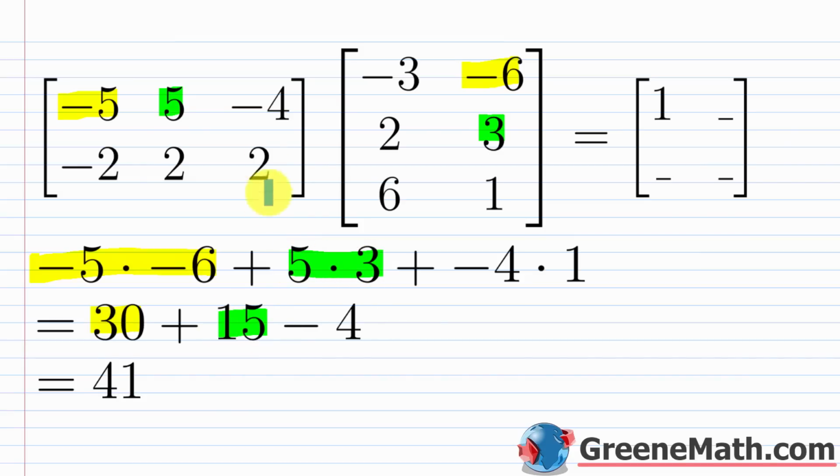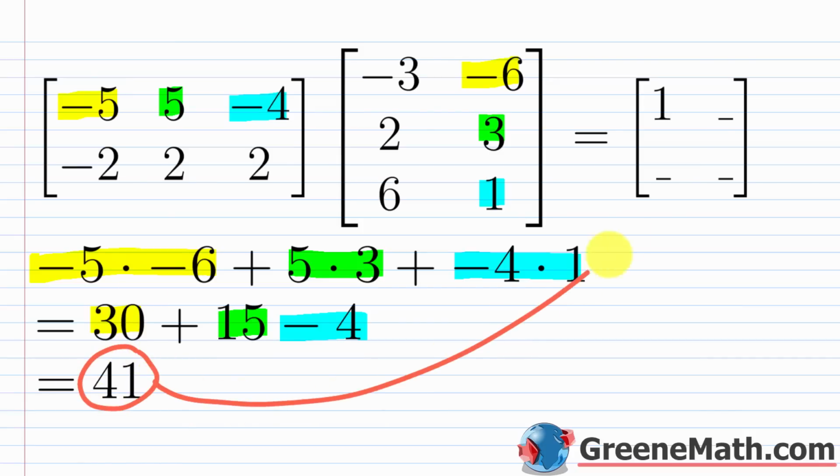That gives me 15. Then we're just going to move down. So we're going to have -4 times 1. So here we have our -4 times 1. So that's -4. So we have 30 plus 15, which is 45, and then -4, which is going to be 41. Again, all we're going to do is take this right here and put it in right there. So I'm going to get a 41 right there.